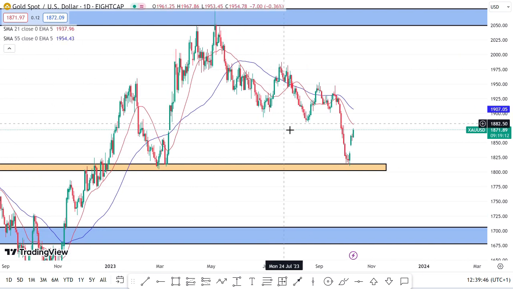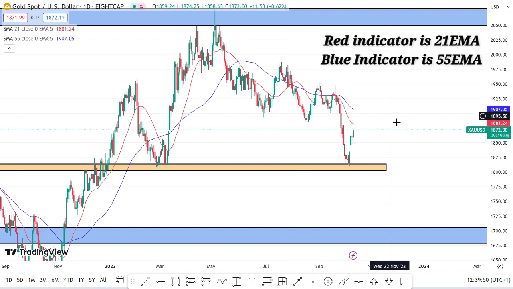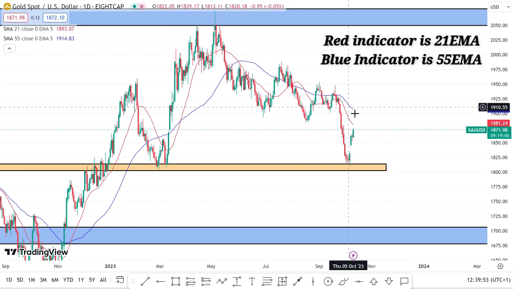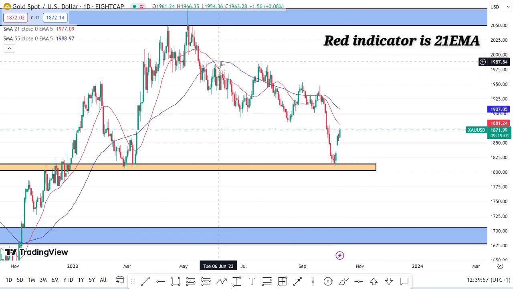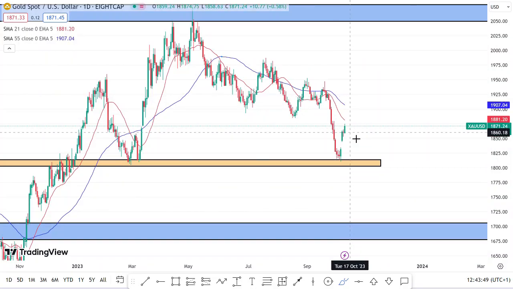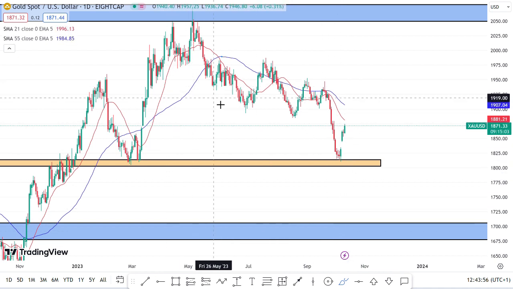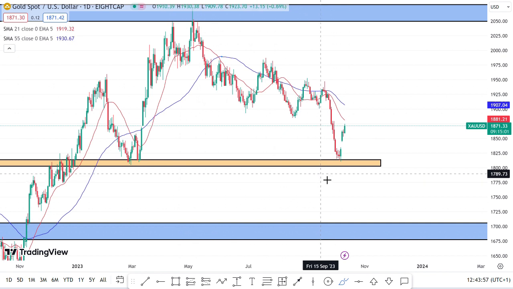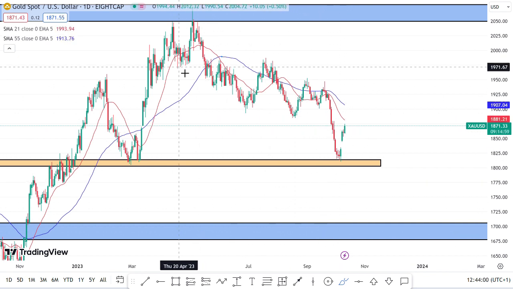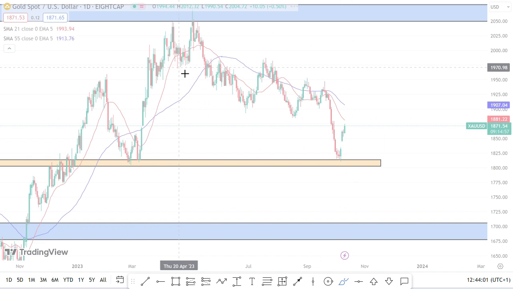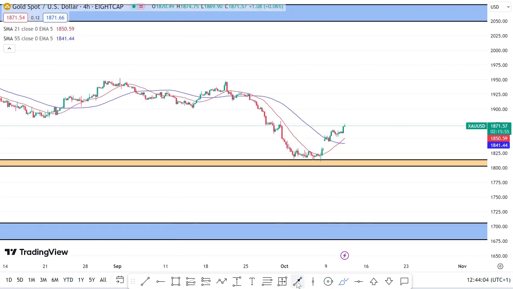The two indicators you are seeing are the EMAs, the red is the 21 EMA and the blue is the 55 EMA. Both are showing the speed and momentum of price. So that being said, I will go over to the 4-hour time frame, guys. And on the 4-hour time frame, let's see what the market is doing.